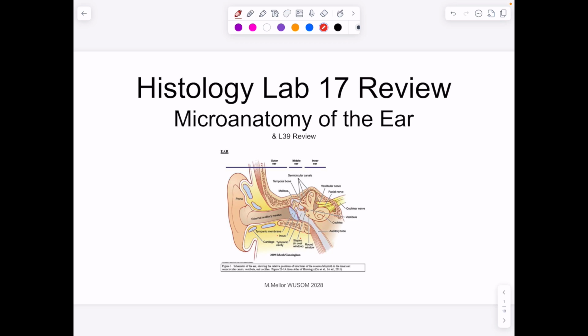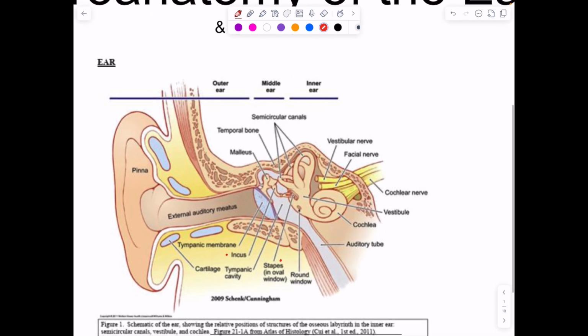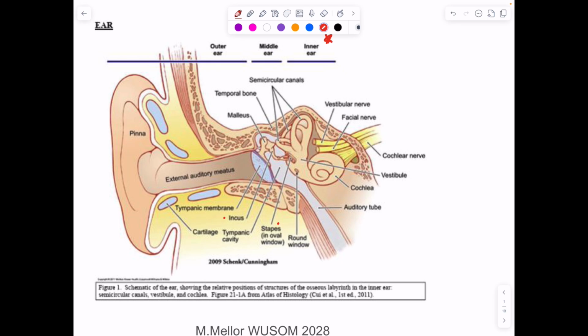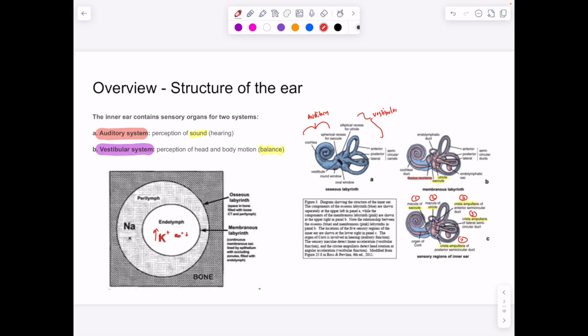Hey guys, so this is Lab 17 review for Histo, Microanatomy of the ear. Today we're focused on the inner ear, so primarily the vestibular system, dealing with accelerations of your head, and then the cochlear system, the auditory system overall. So we'll be looking at this part right here, and then this part right here. All right, but the inner ear overall.